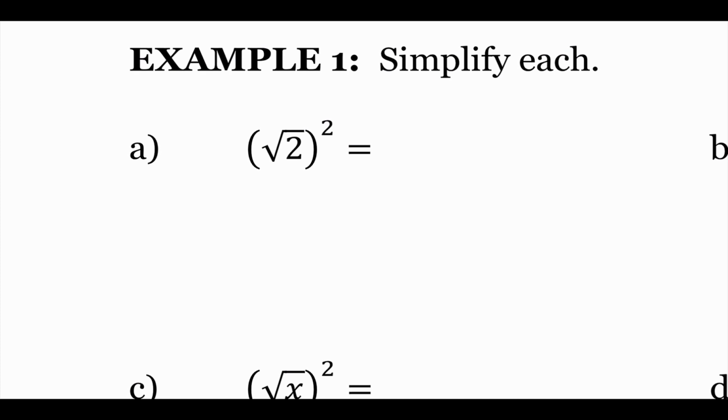If I square something, say the square root of 2 to the second power, what does that mean when I do something to the second power? What does this little guy mean? It means times itself twice. So it's the square root of 2 times the square root of 2.